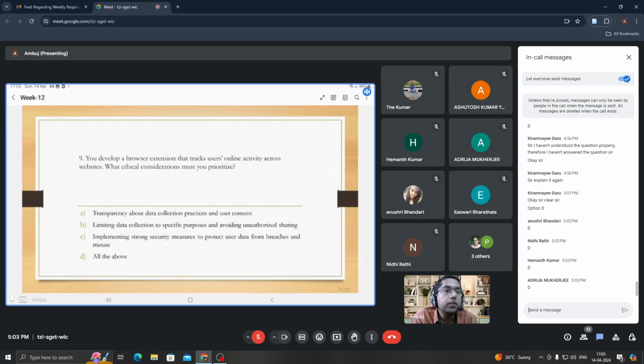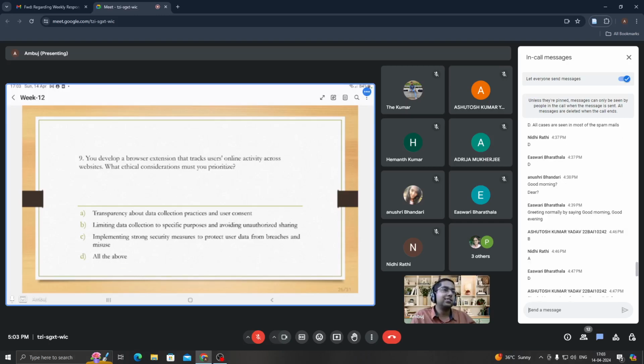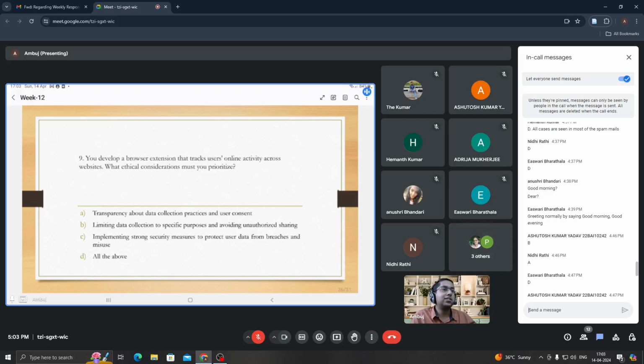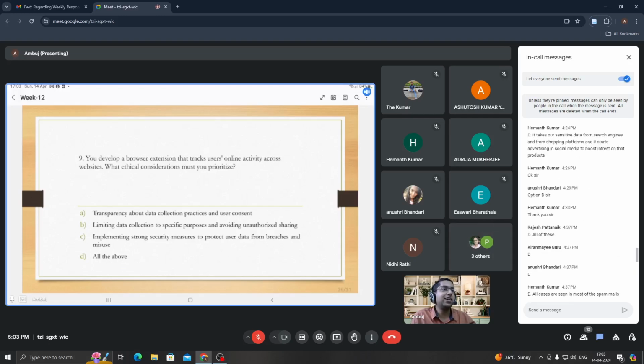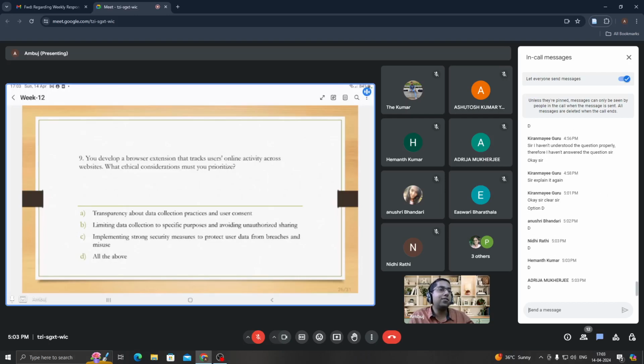Ishwari, what is your opinion? You still haven't clarified your statement. I am unhappy about this. You have to clarify this statement. I am still unable to understand. Various people keep various content on Facebook. So all of the above. Do clarify this statement, Ishwari. I know that you have the potential to clarify your statement. D is the answer. Great.